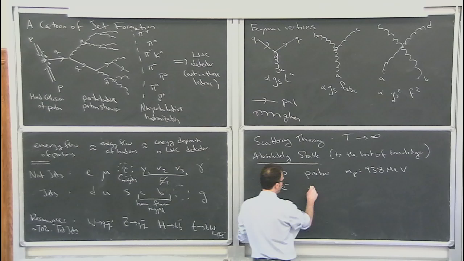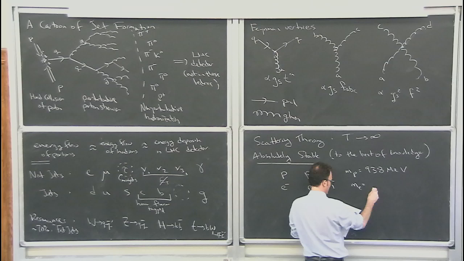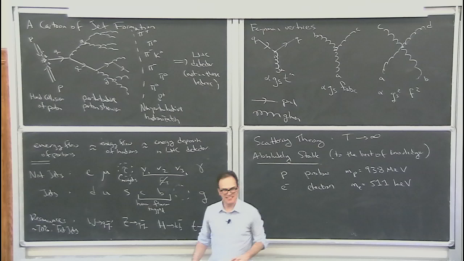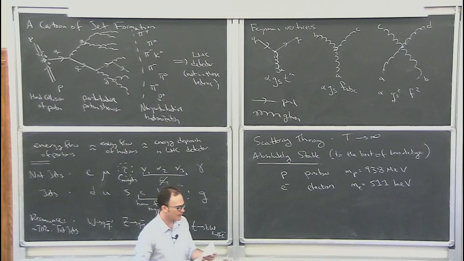Electrons, to the best of our knowledge, are also stable. And that's why you build electron-positron colliders, because again, the things that you're making are long enough lived that you can accelerate them around a complex.